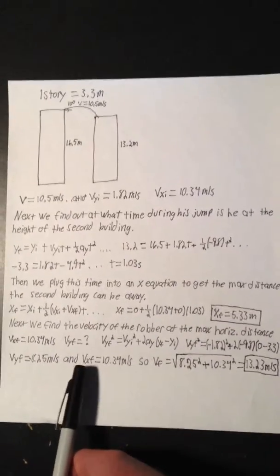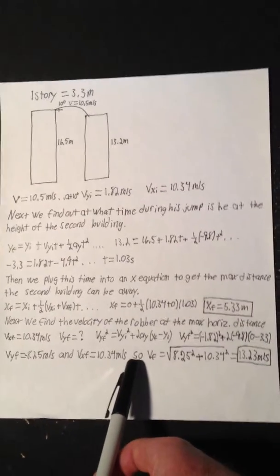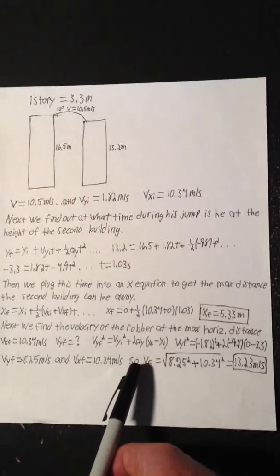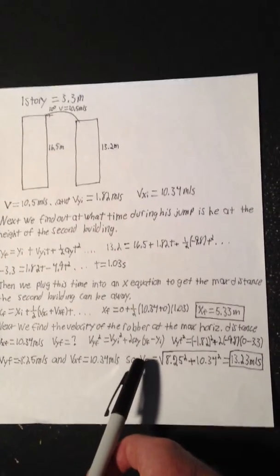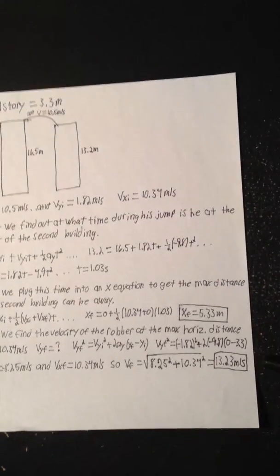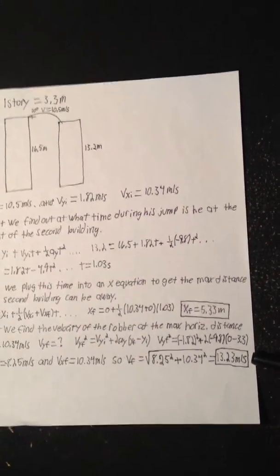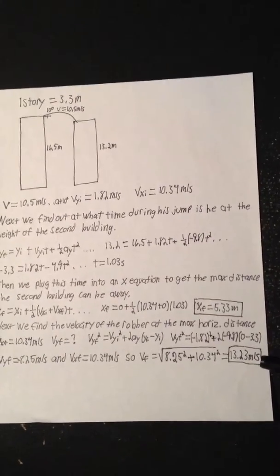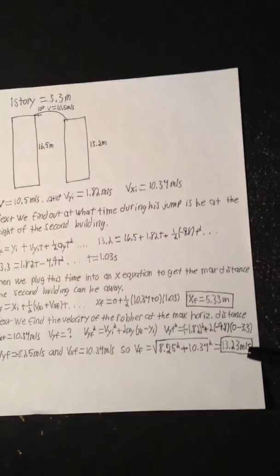And this, of course, we already know. So finding the magnitude of the velocity to obtain the final velocity is 13.23 meters per second for your total velocity final.